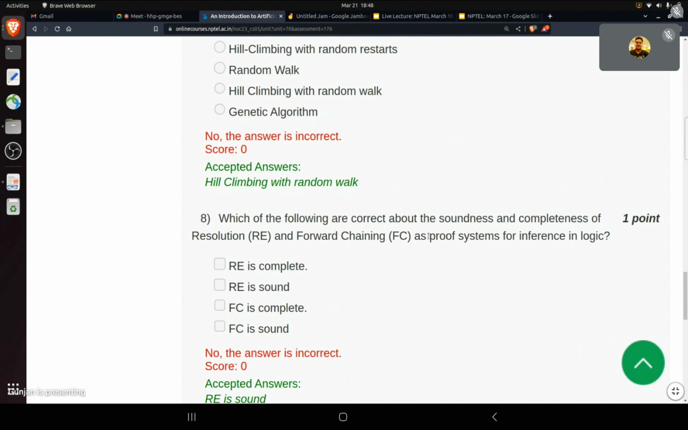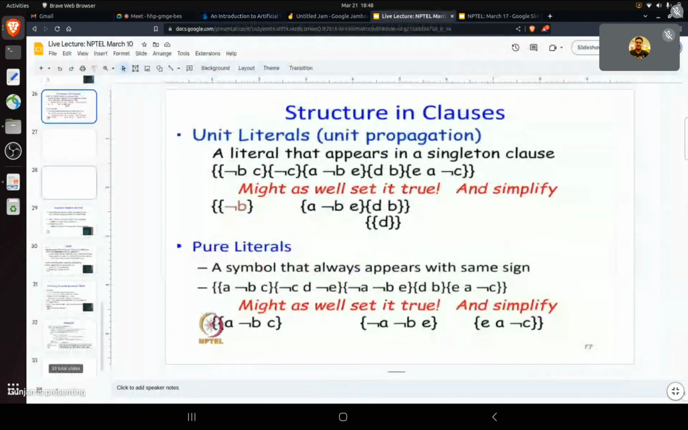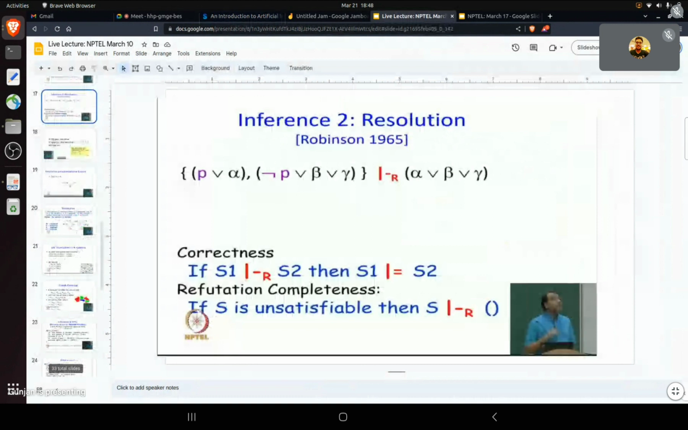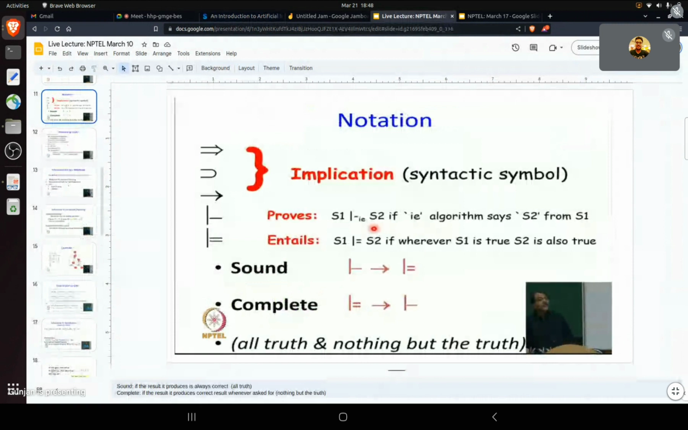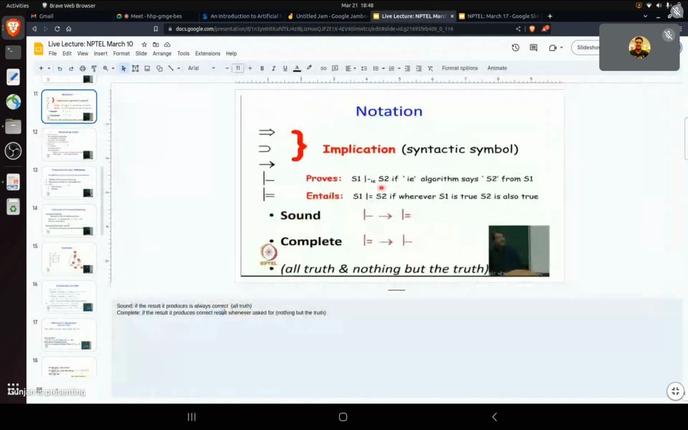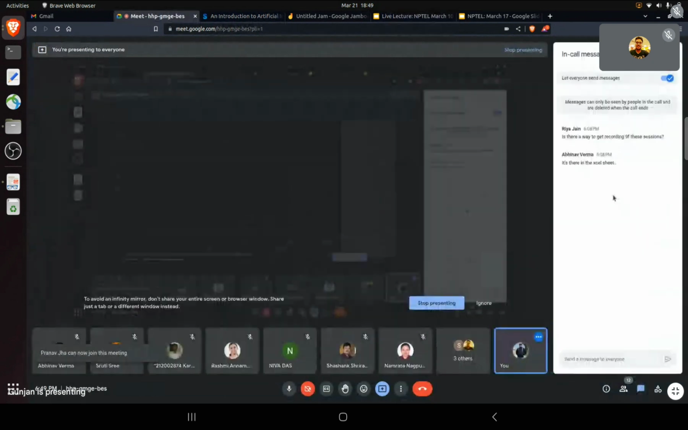Okay, sir. That is what I was trying to clarify last time also. I think I have written that statement somewhere. Soundness means the result it produces is always correct, and completeness means it produces every result. So whenever we ask for a result, it tells you that the result is correct. Then you can say that the algorithm is sound.